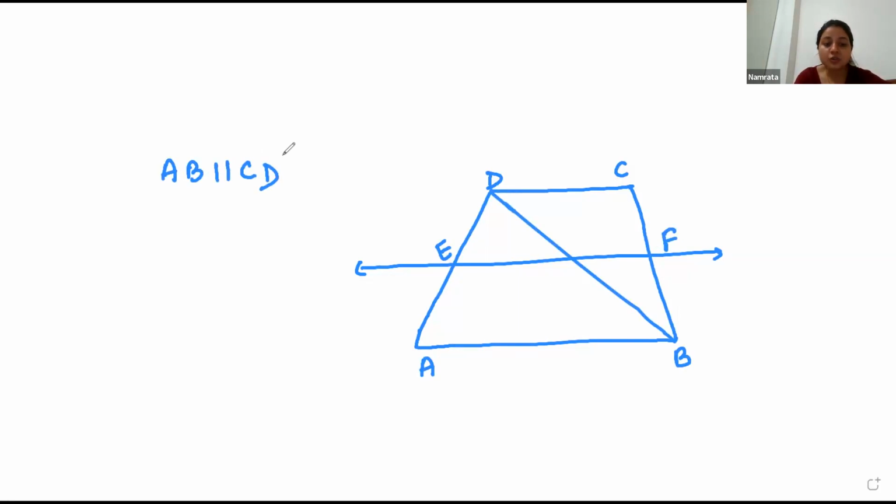A line is drawn through E parallel to AB intersecting BC at F. Show that F is the midpoint of BC.